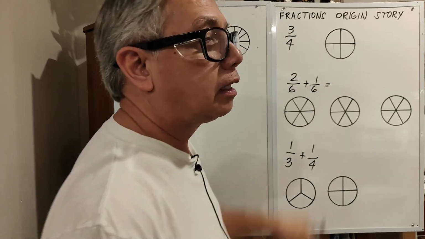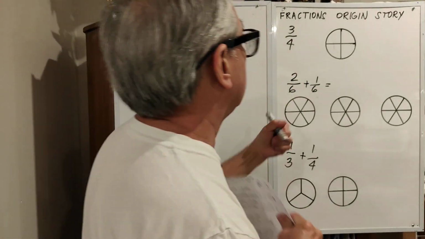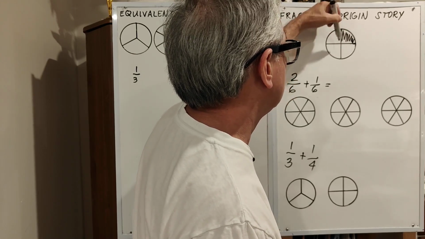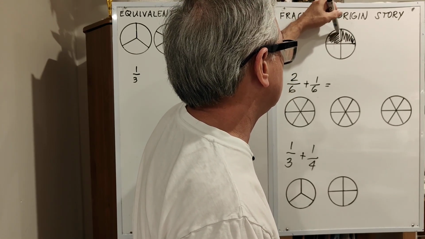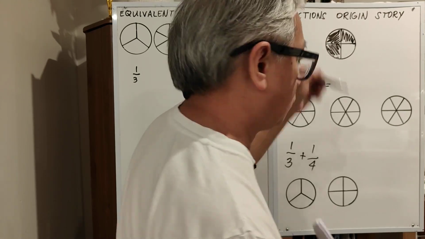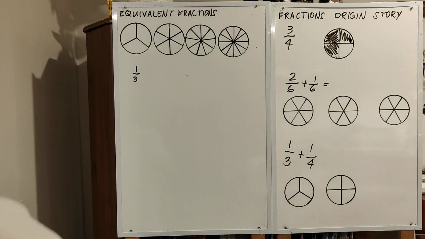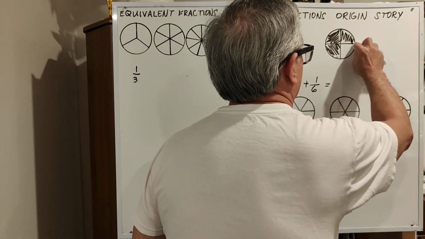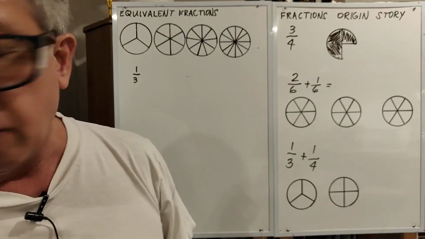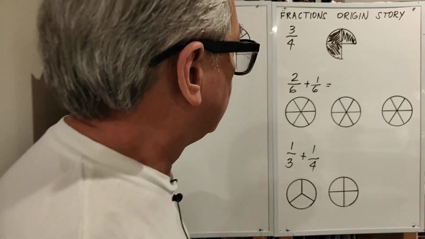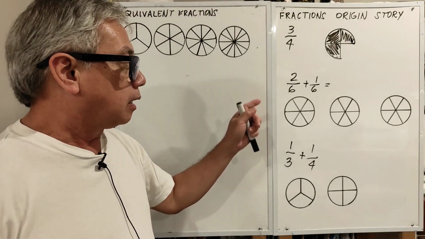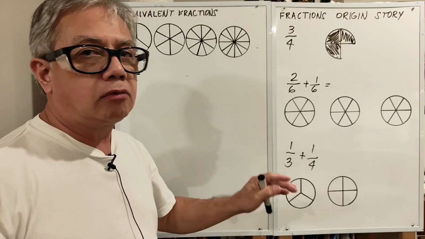I divided it equally into 4 parts, and then we shade 3 parts, so we shade this one, and we shade this one. So 3/4 would be this. It's not a whole pie, but a part of a whole. So this is 3/4.